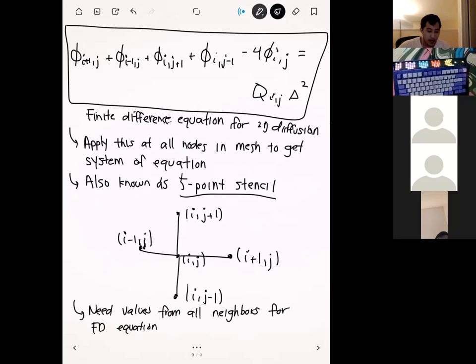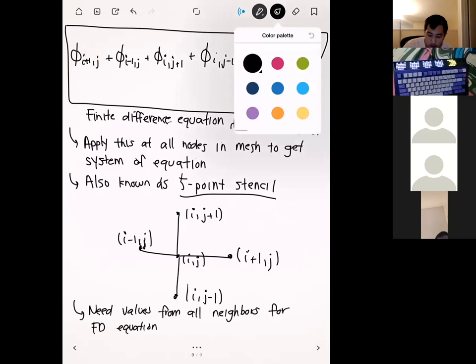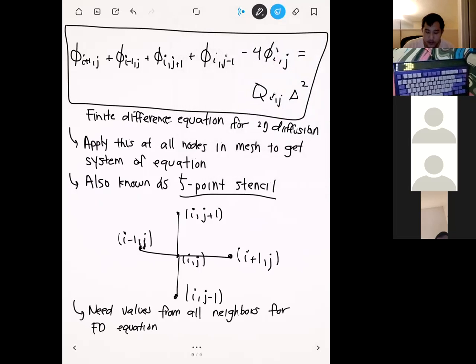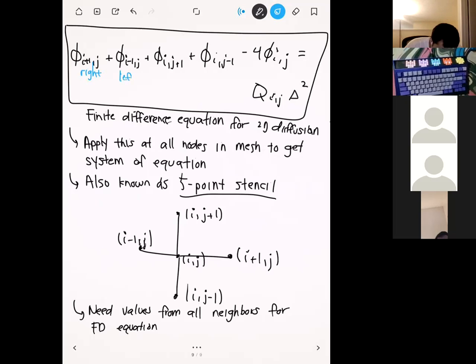Okay. And so actually, if you want to rewrite this equation or relabel these nodes to help you remember, I think that'd be useful. On the first term of this equation, we have phi at i plus 1 comma j, and so this is our right neighbor. Then we have phi at i minus 1 comma j, and so this is our left neighbor.